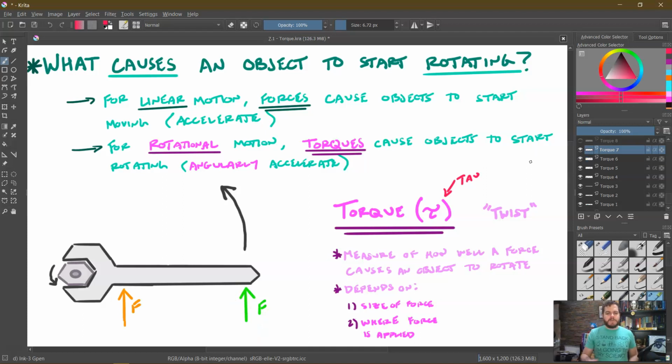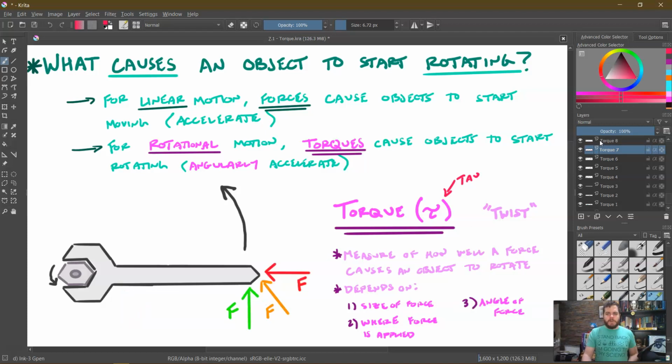But another factor is, where do we apply this force? So if I apply the force way out here at the edge, most of you know from experience that you're going to have more leverage, and I'm going to be able to make this wrench rotate much easier than if I instead applied a force right here, very, very close to the axis of rotation.